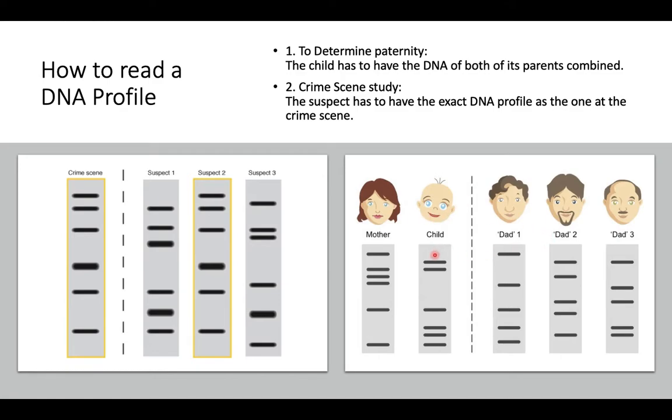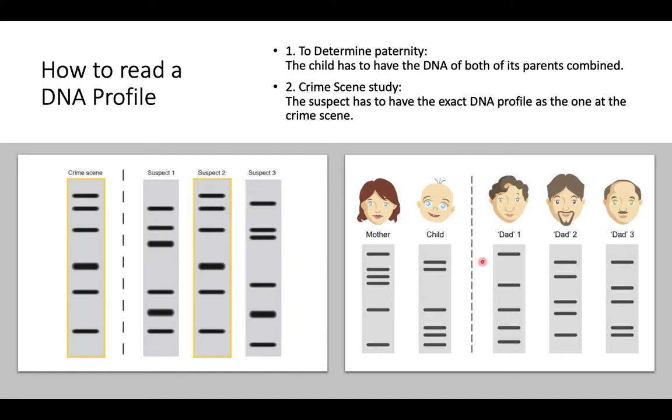So how do we read a DNA profile when it comes to a paternity test? So we know that this child has to have a combination of DNA of mother and father. So we first see which bands of DNA match mom. You see that here for this child, this band matches mom, and this band matches mom, and then this band matches mom. So we're left with the other bands, like this one, and we have to match it with a particular dad.